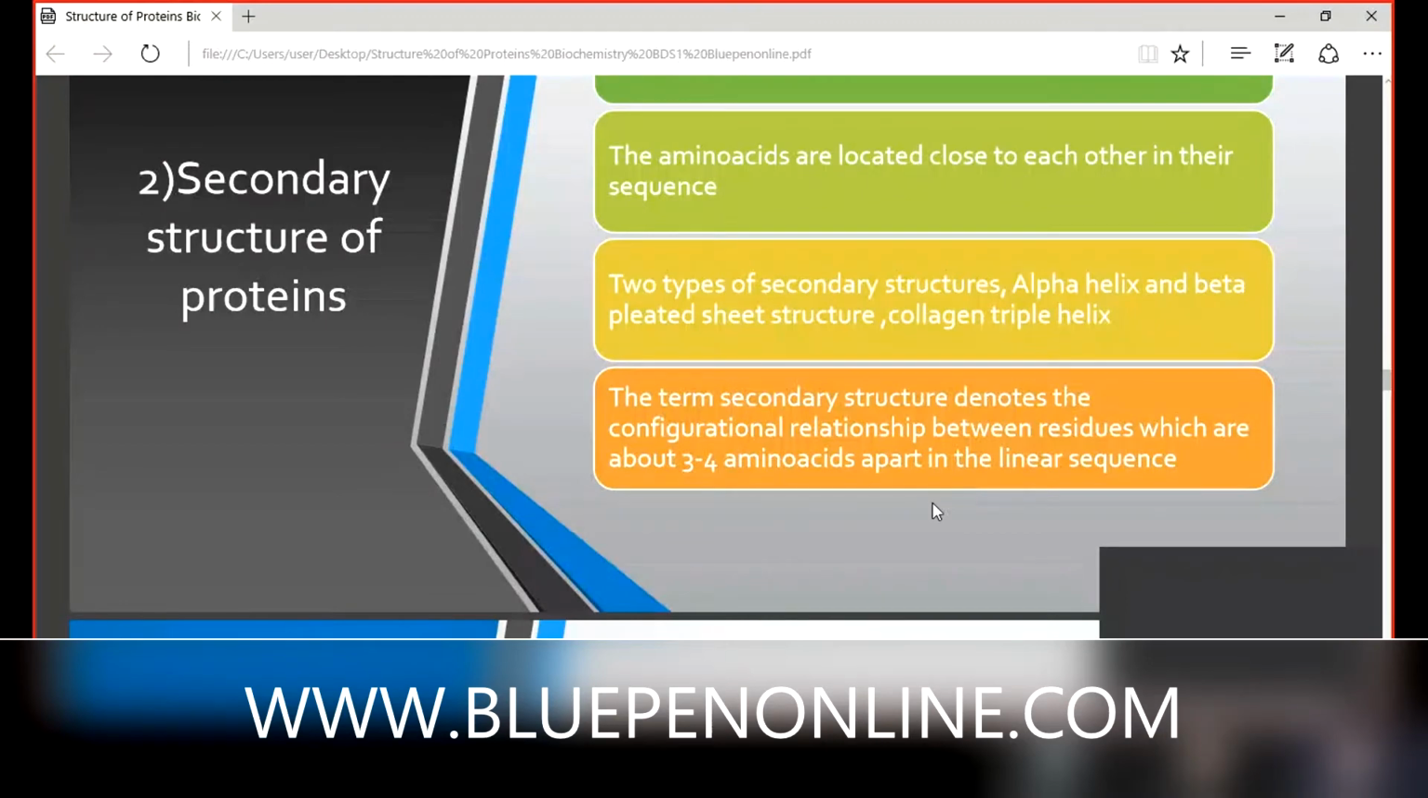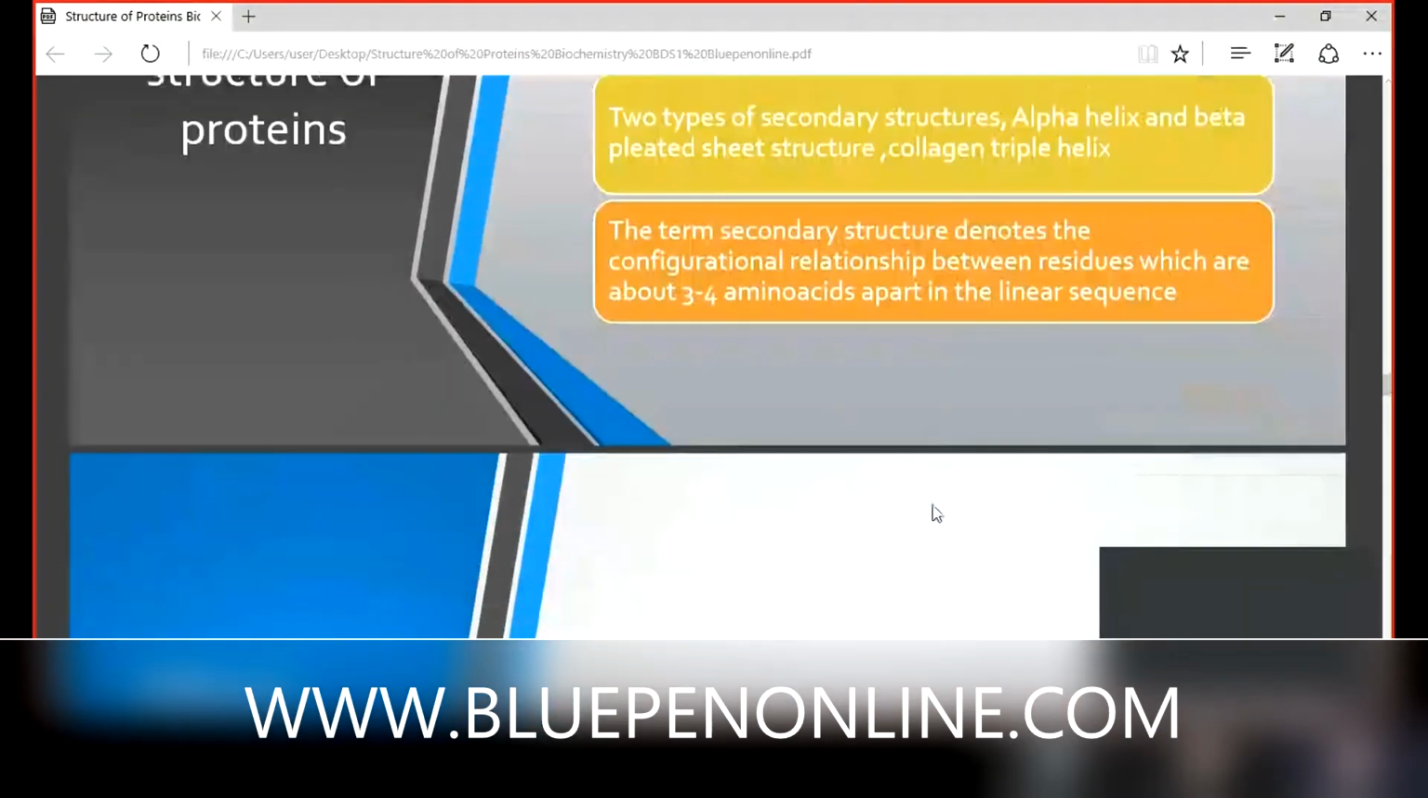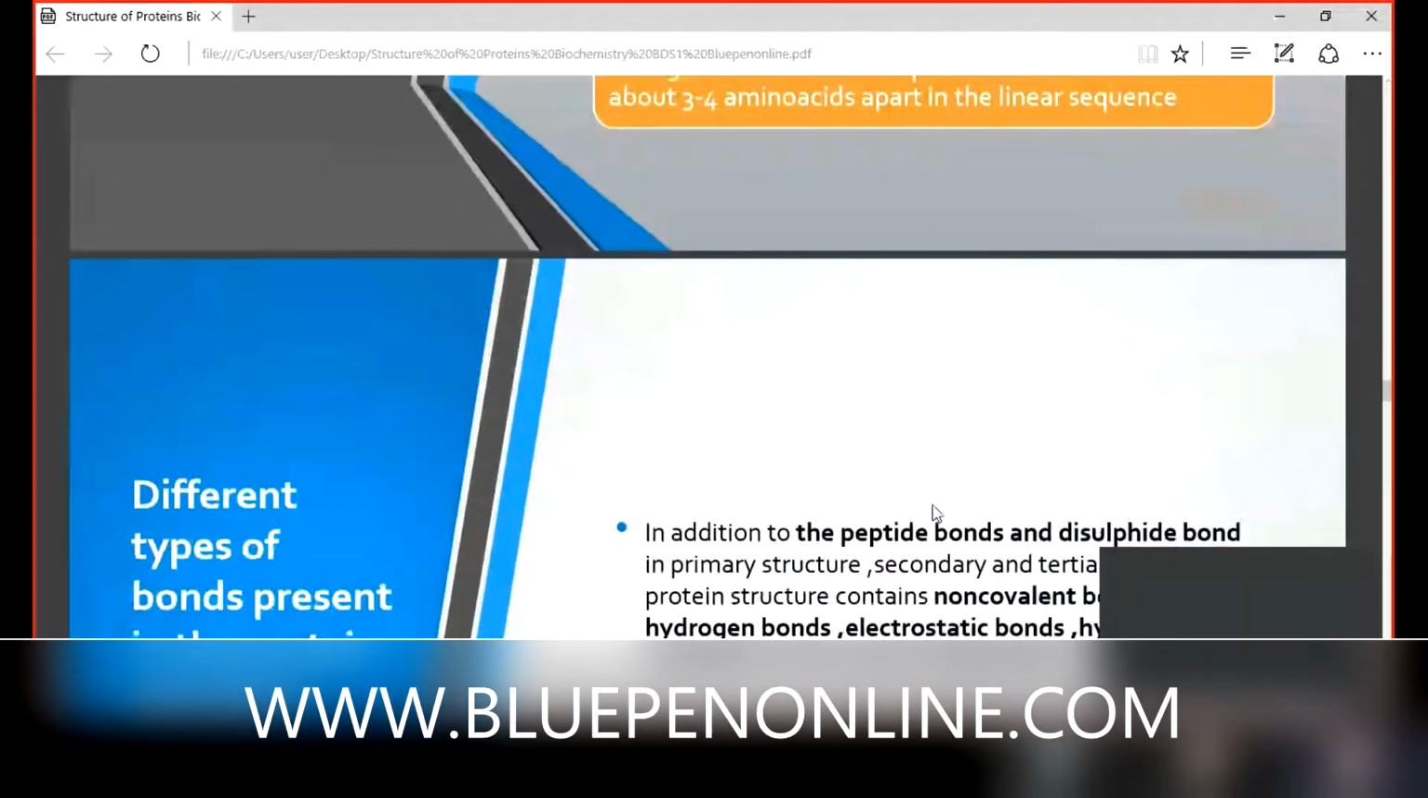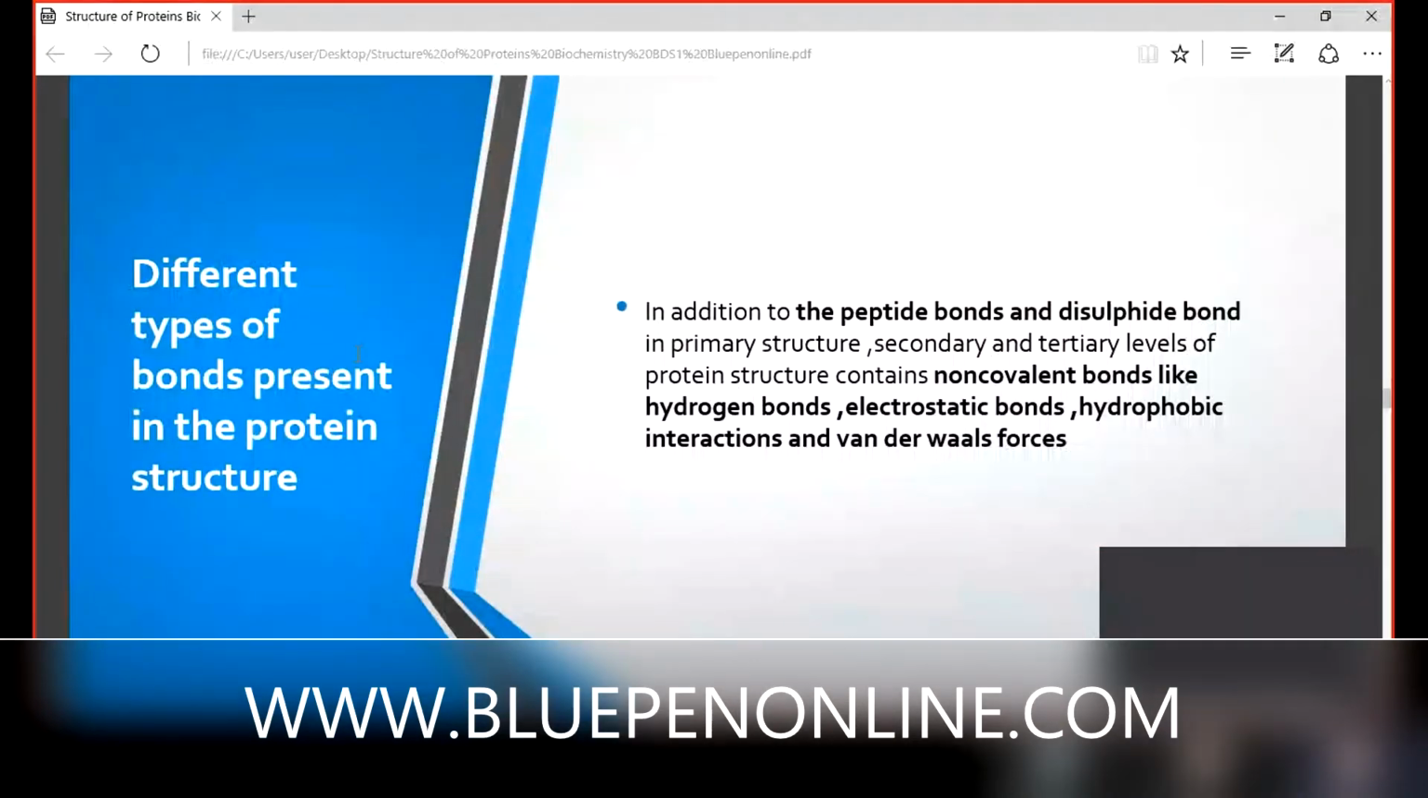There are different types of bonds present in the protein structure. Which are the main bonds present in the primary structure? Bonds means the linkage. It's peptide bonds, right? Peptide bond, okay. One more bond is there.